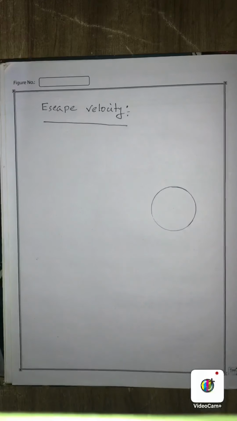If we throw an object with escape velocity, the object does not return to the Earth's surface. It goes outside the gravitational field. This velocity is called escape velocity. Now we will derive the equation of escape velocity.